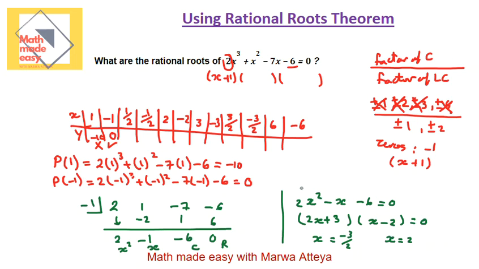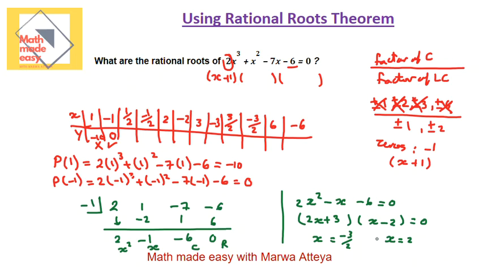Now, this took way less time than testing the rest of the zeros. So you can stop once you find one of the zeros, because this is a cubic function. Use synthetic division to reduce it into a quadratic function. And if you have a quadratic, you can factor it. If it cannot be factored, you can use the quadratic formula to find the factors.